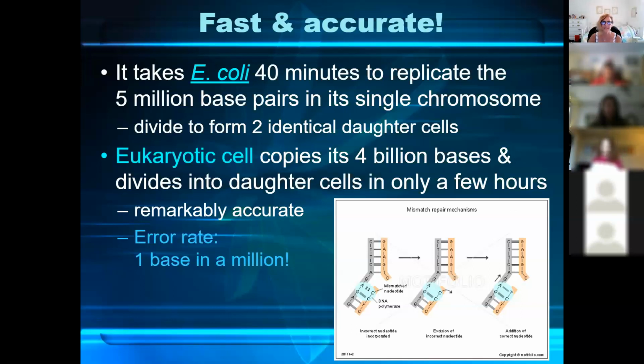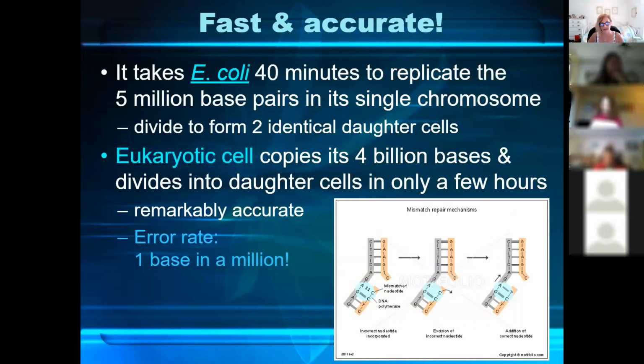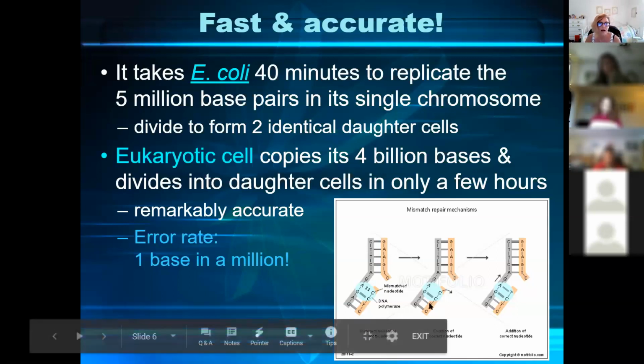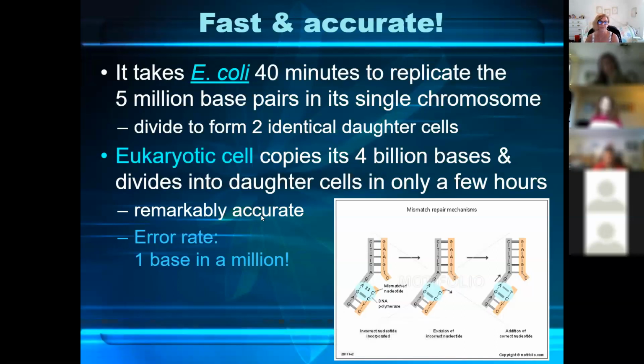Okay, so E. coli, which is a bacteria that we use a lot in the lab, it replicates every 40 minutes, which is why we use it in the lab, because we can make lots and lots of genes. And if we can make lots and lots of genes, we can make lots and lots of proteins. So it's very quick. They have 5 million base pairs in a single chromosome, and the eukaryotes have much more, 4 billion bases to get through. So it's remarkably accurate due to that polymerase.